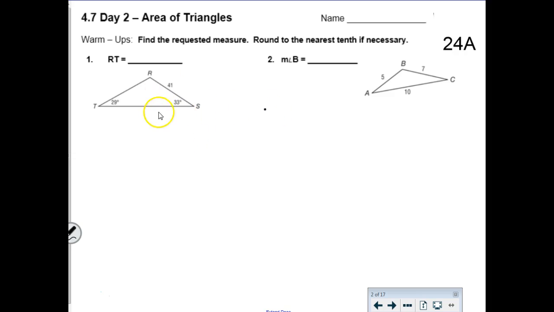and they want us to find, and this is how it's going to look on your test, where they just want you to find like one part of the triangle. So they want you to find segment RT, which is across from angle S. So I'm going to go ahead and call that S, because that makes sense to me.